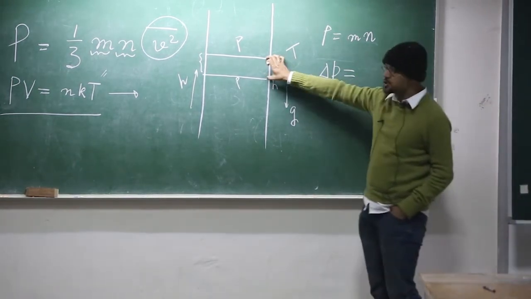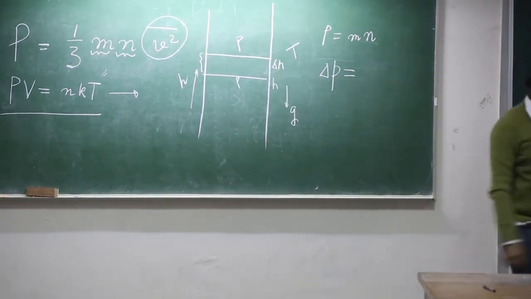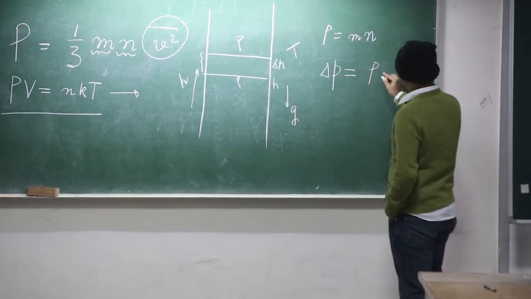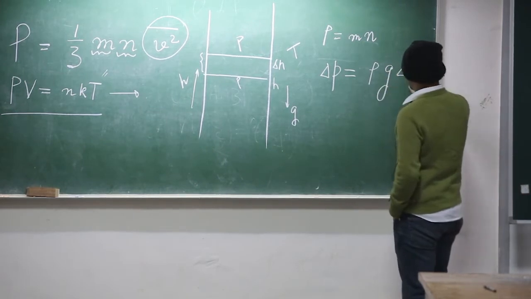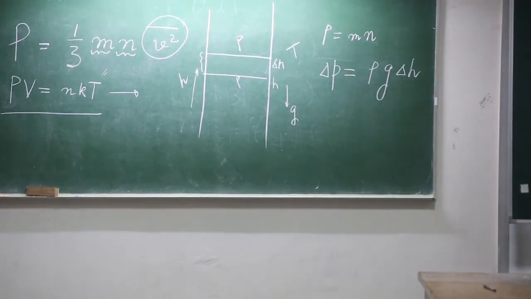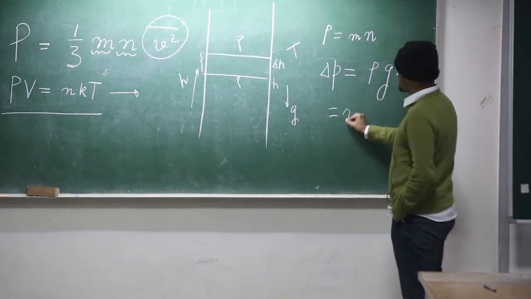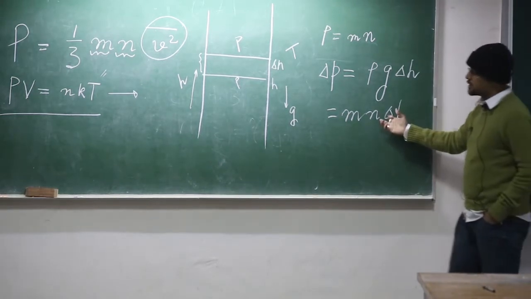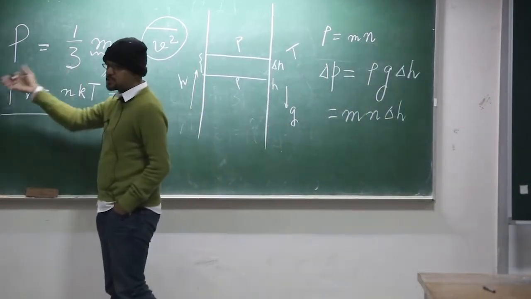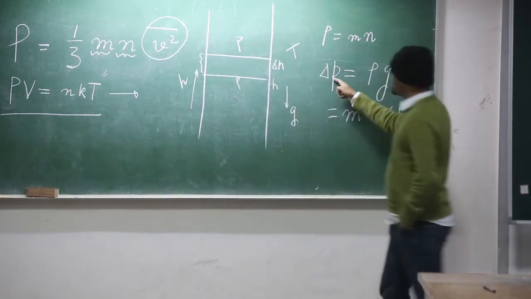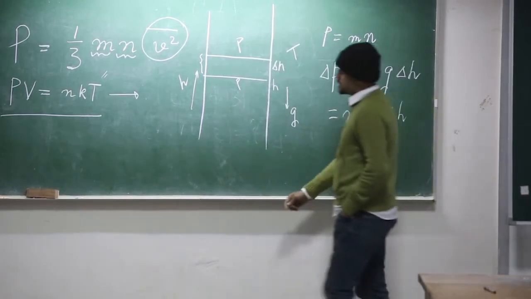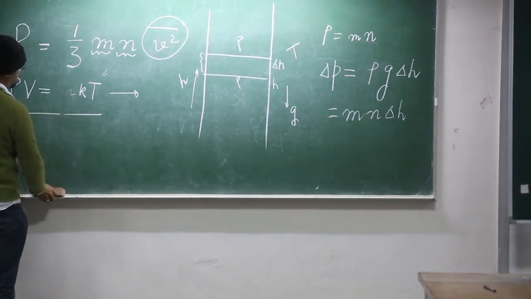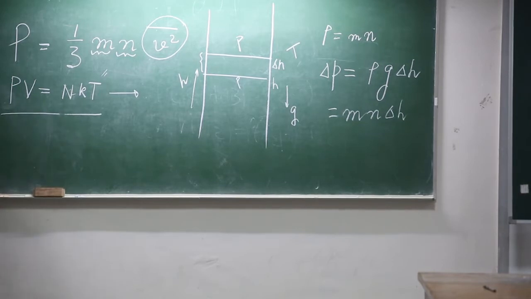The difference of pressure at these two heights, simple fluids, it's rho times g times delta h, and rho is m times n, so this is m n g delta h. And this has to be now used in conjunction with this law. So we know that if you have, actually this should not be n, this should be a capital N, the total number, because we have used the volume here.